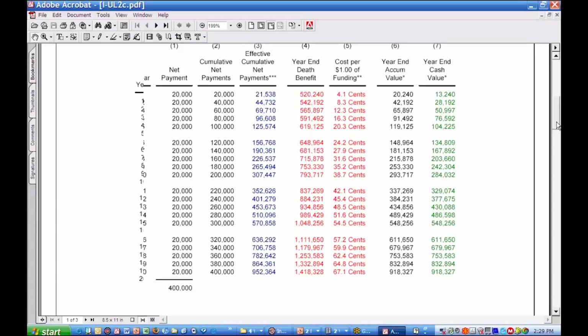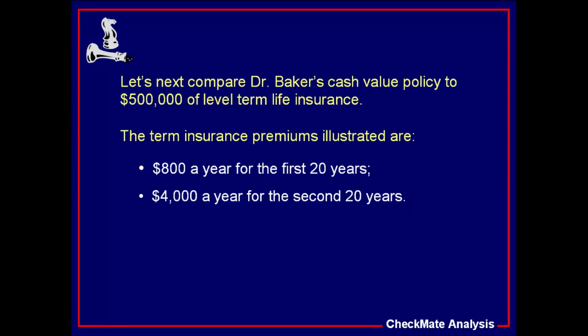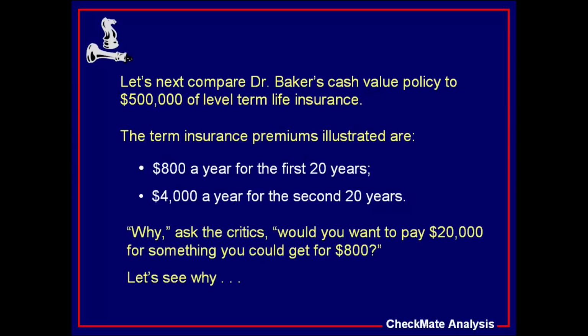Let's compare it to buying some term insurance, however. Term insurance premiums I'm going to illustrate for George are $800 for the first 20 years for an alternative $500,000, with a renewal rate of $4,000 a year in the second 20. Why, asks a critic, would you pay $20,000 for something you could get for $800?